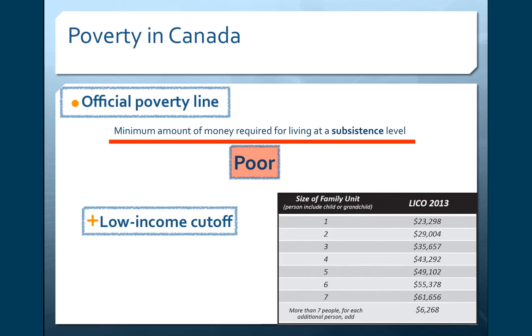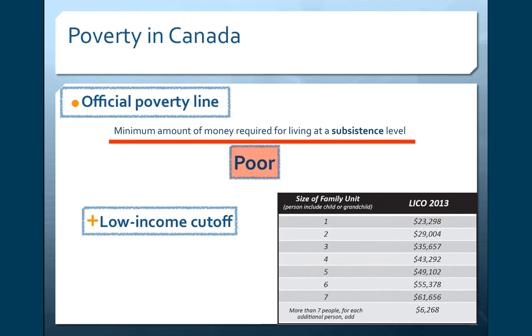Now the key here is strained circumstances. Now this can vary from person to person, and it varies based on family size or community size. So according to the measure, any individual or family that spends more than 70% of its income on the necessities of life, food, clothing, and shelter, is considered to be living in poverty.